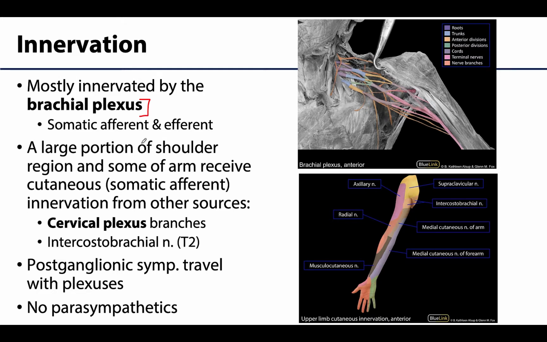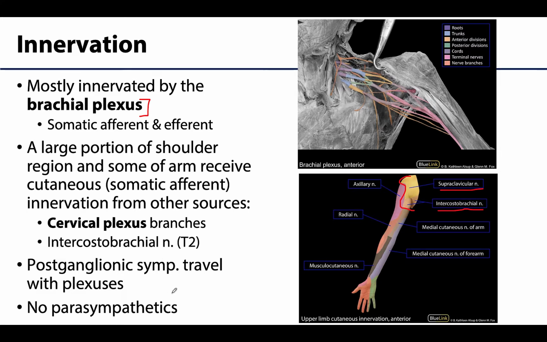I do want to note that it isn't all brachial plexus though, particularly in the proximal regions in terms of the cutaneous or somatic afferent innervation. There is some supply from branches of the cervical plexus and even a branch of T2, so distal to the brachial plexus typically, with this intercostobrachial nerve here. So this region, and this is just showing an anterior view, is going to be innervated by non-brachial plexus nerves.